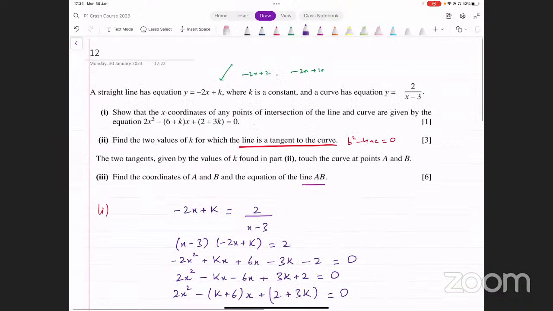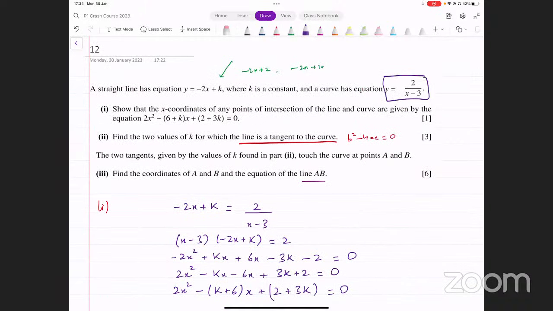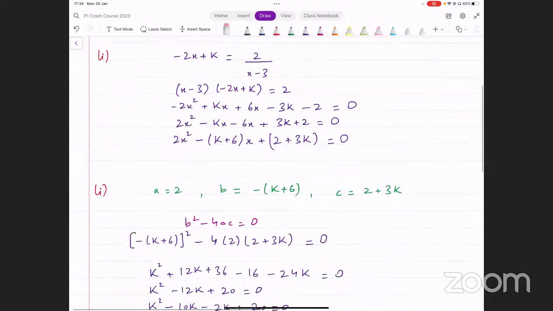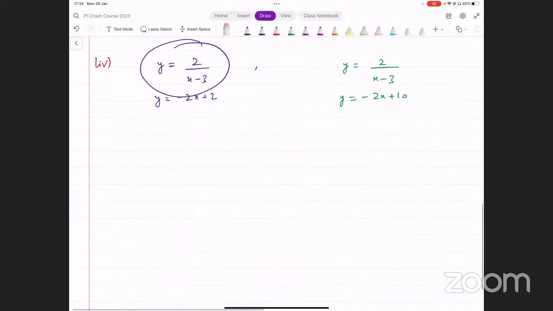So the curve given in the question is y equals 2 over x minus 3. And this is the tangent, y equals 2x plus k. Now in this, we once input k equals 2 and once input k equals 10. So that is what I've done here. Now let's solve these two sets of equations simultaneously.